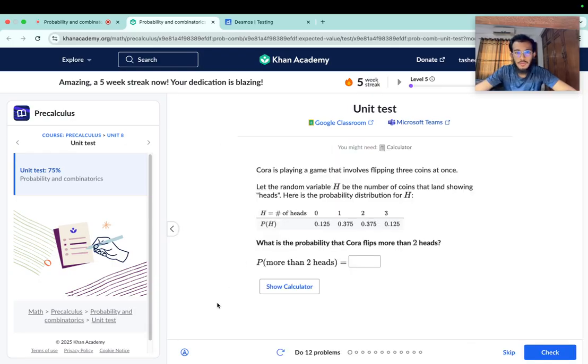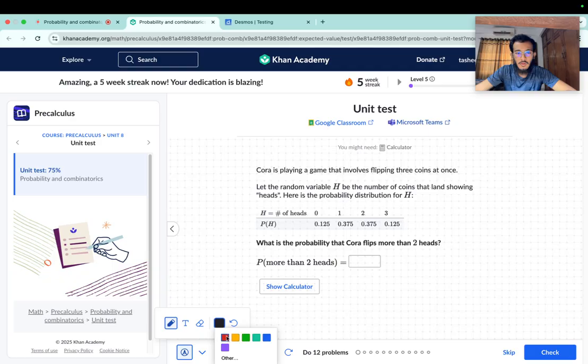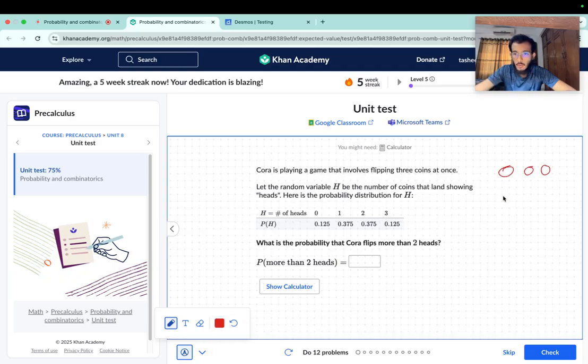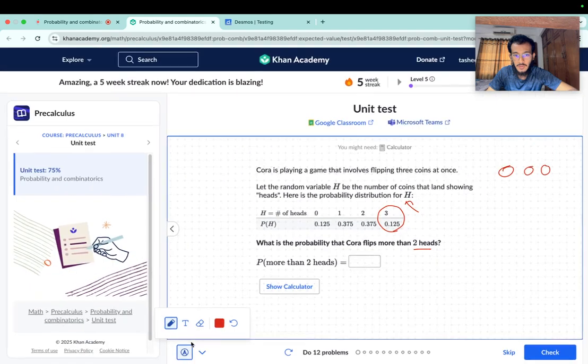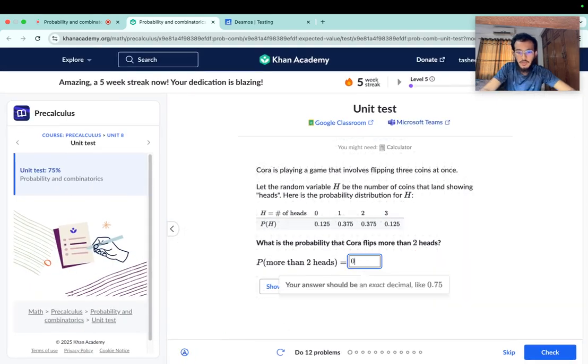All right, so for the first question, they're asking: Cora is playing a game that involves flipping three coins at once. Let the random variable h be the number of coins that land showing heads. Here's the probability distribution for h. What's the probability that Cora flips more than two heads? So we're not including two, more than two is only three. So that means our answer is only this, 0.125.